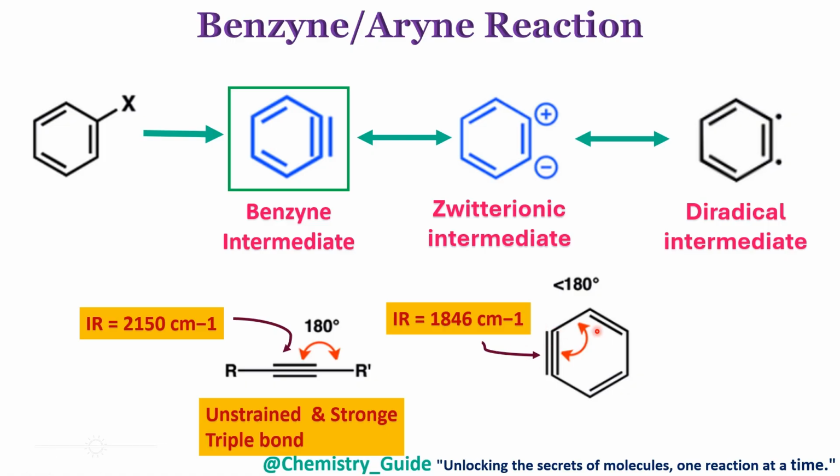So this bond is formed due to the poor overlapping of p orbitals, due to which it is weak in nature. So it is absorbed at a lower frequency in IR, at 1846 wave number. Whereas in alkyne, the bond is linear, about 180 degrees, and it is less strained compared to the triple bond in the benzyne, due to which it forms a strong overlapping of p orbitals generating a strong triple bond. So it is absorbed at a higher wave number compared to the benzyne. Due to this strained nature of the triple bond, it is highly reactive for the nucleophilic substitution reaction.